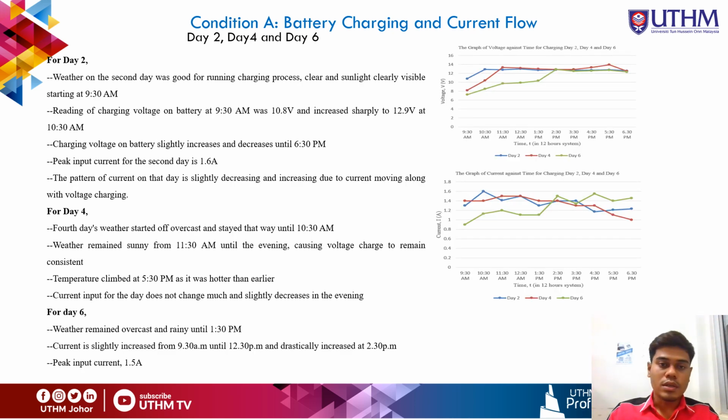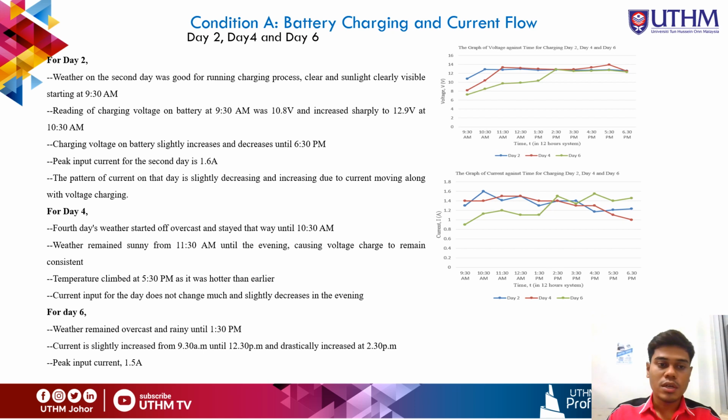Okay, this is the result and analysis for battery charging and current flow for day 2, day 4, and day 6. On these 3 days, the data collected starts from 9:30 a.m. to 6:30 p.m. For day 2, the weather was good for running the charging process, clear, with sunlight clearly visible starting from 9:30 a.m.